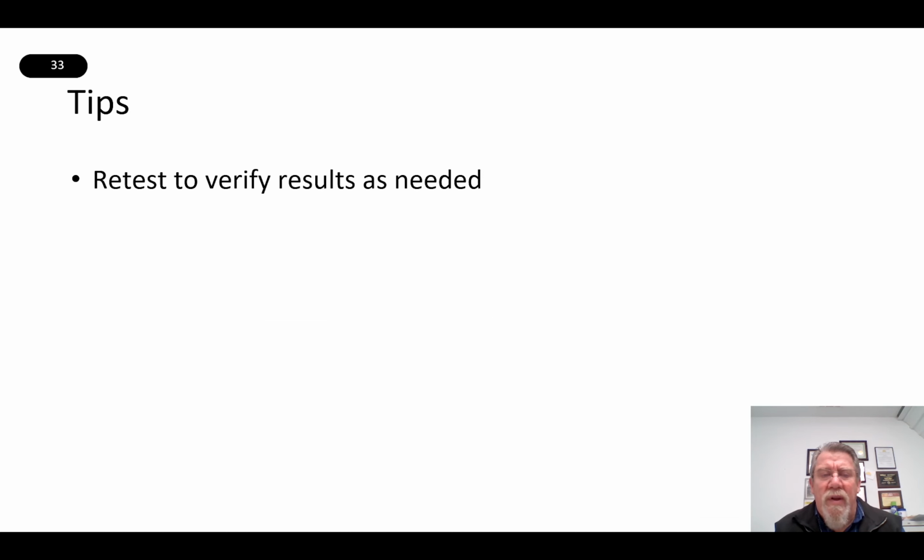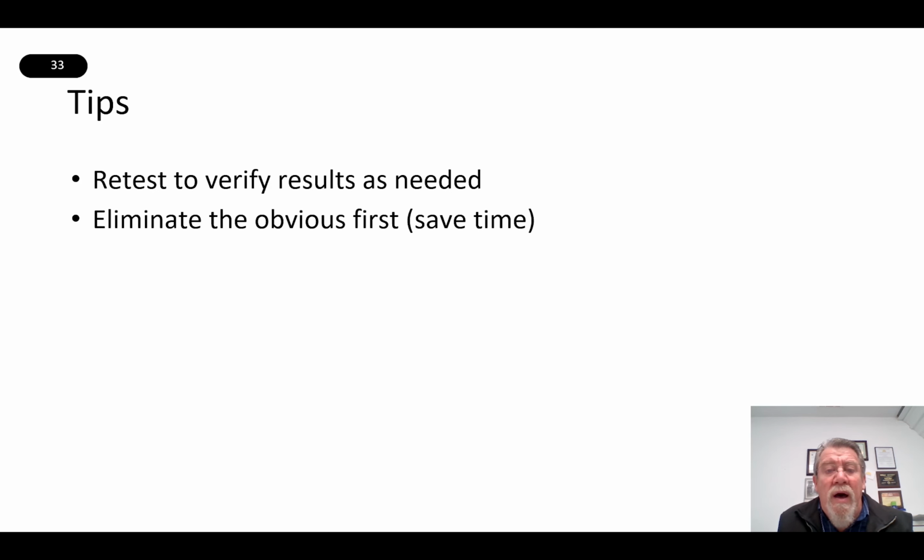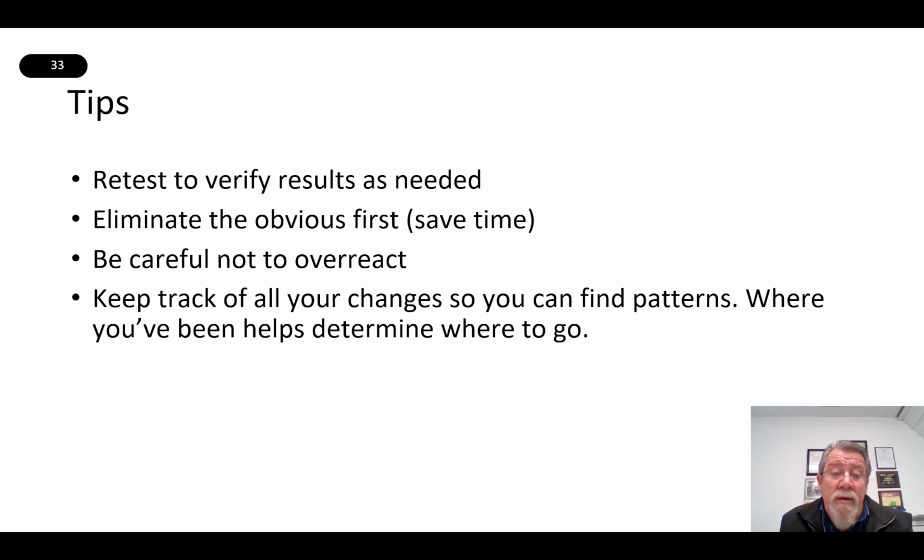There's a lot of tips that you can do that will help you. I've listed 5 common tips that should help. Retest to verify results as needed. Eliminate the obvious first. It saves you time, and when you're running 300-400 tons an hour, time is of the essence. Be careful not to overreact. So if you need to, resample again just to double check your numbers.